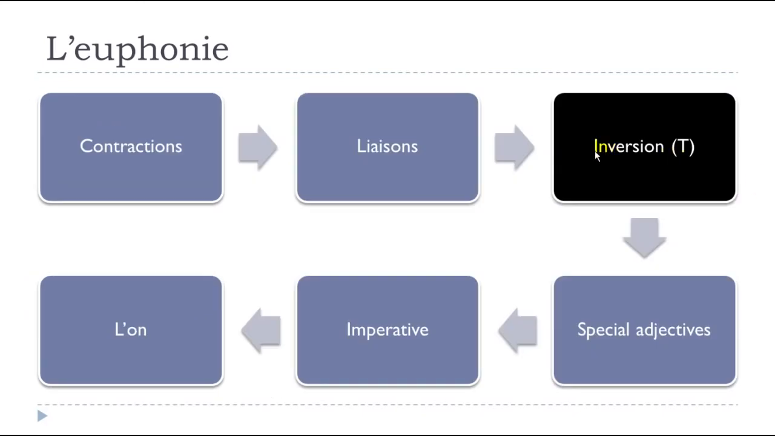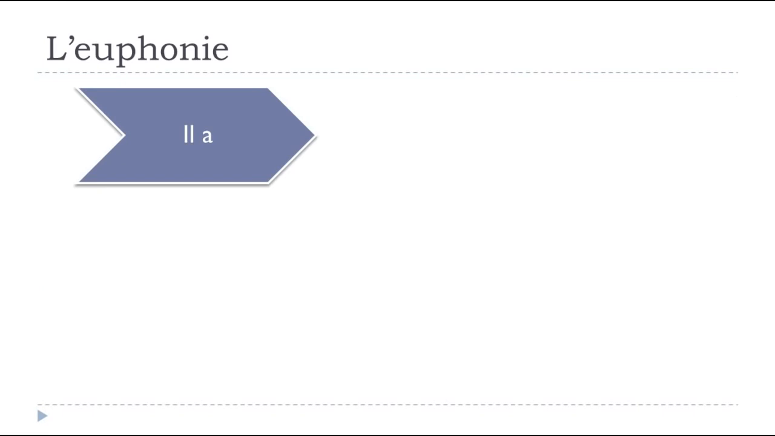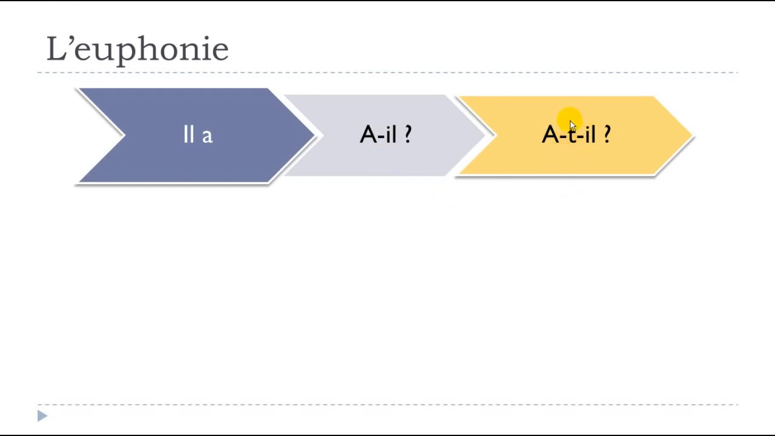So let's see now what we call l'inversion, and then you can see here the letter T. Okay, so l'inversion. Normally, remember, when you construct a sentence, you've got first the subject, then the verb. Okay, so il a. And then if you want to ask a question, normally we should change the order and put first the verb, then the subject. Okay, but then a il sounds a bit strange, and that's the reason why we will have to modify it, and we will add this T here. Okay, so you will get this form, a-t-il. All right, so a il doesn't sound nice, so it's a-t-il.